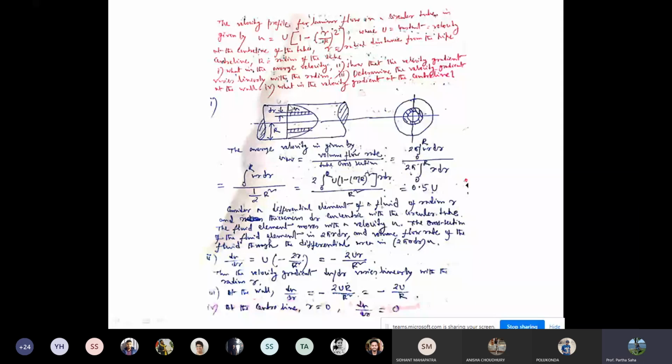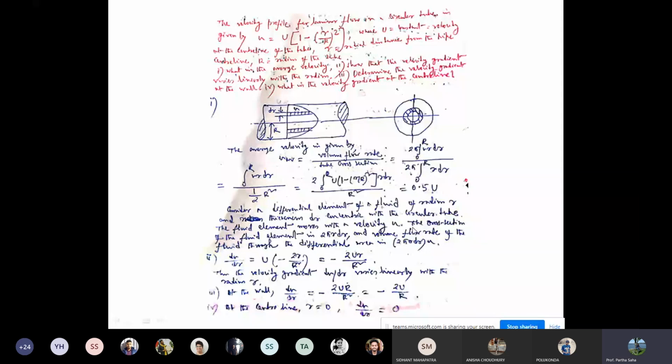Now, how do you calculate the average velocity? You calculate U average by dividing the volumetric flow rate by the cross-section. The volumetric flow rate has units of meter cube per second or centimeter cube per second, and if you divide it by the tube cross section, which is either meter square or centimeter square, you can calculate the average velocity in meters per second or centimeters per second. So this is very important. Now, what is the volumetric flow rate? It is given by 2 pi u r dr, because if you consider a differential element of fluid of radius r and thickness dr concentric with the circular tube, the fluid element moves with a velocity small u.